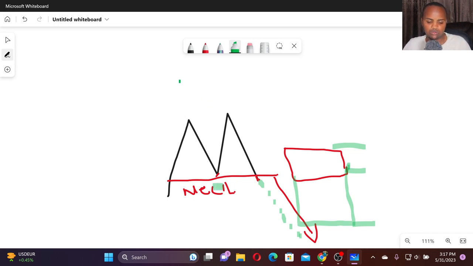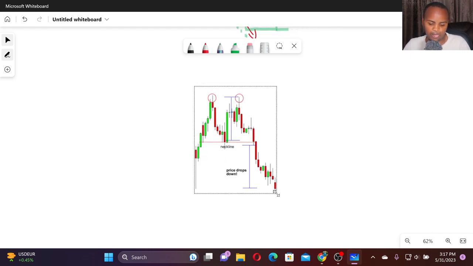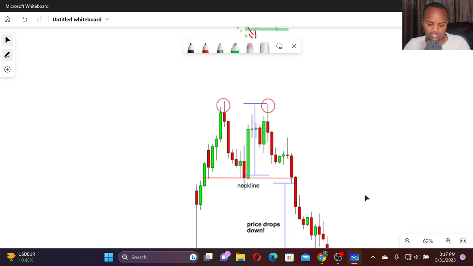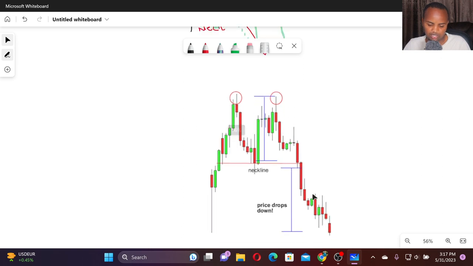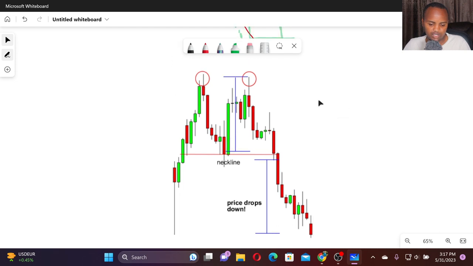Now talking about that one, let me give you an example. The example I'm talking about over here is this. Let me show you this one. You can see this is it. As you can see right over here, we have two examples. This is the double top that was formed across that region, and you can see this is what we call the neckline point.